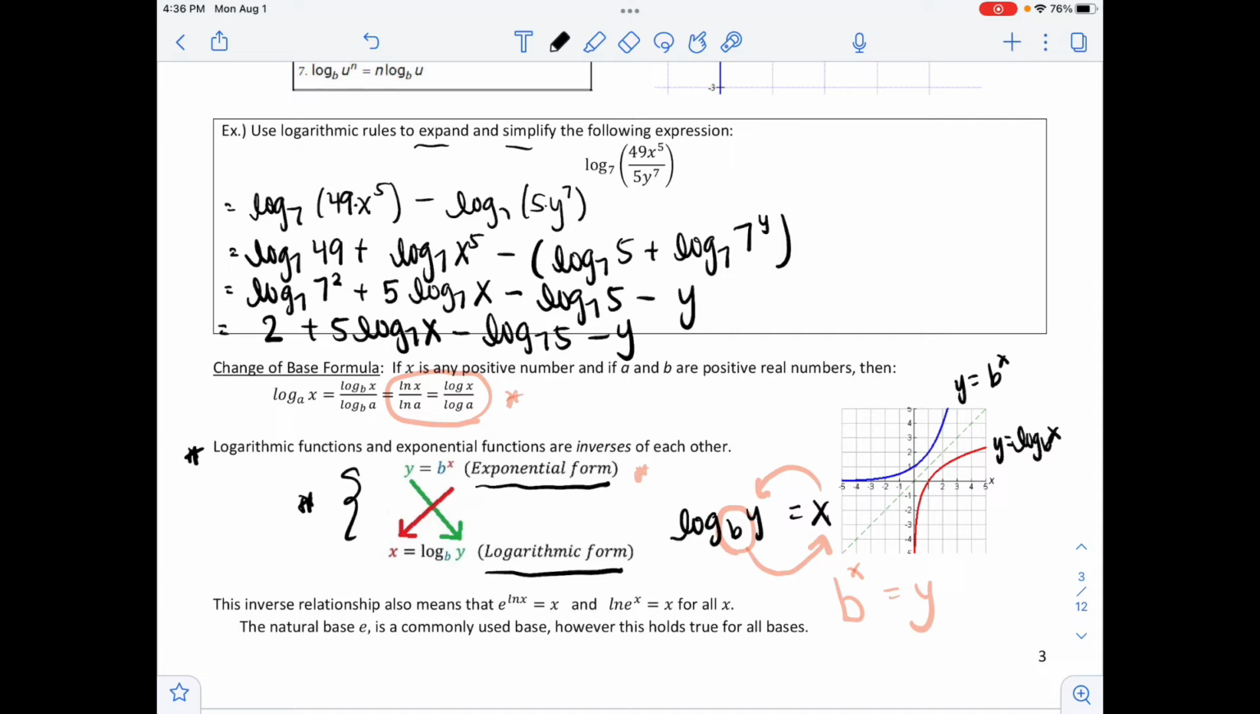So this inverse relationship also means that e to the ln of x is equal to x, and ln of e to the x is equal to x for all x. The natural base e is a commonly used base, however, this holds true for all bases.